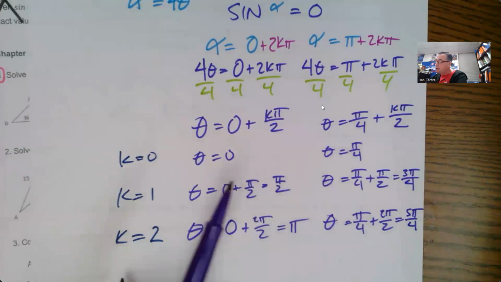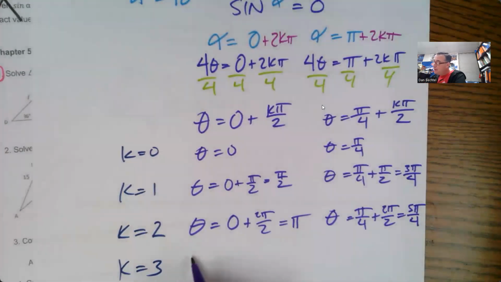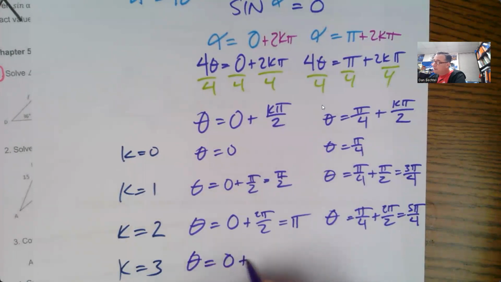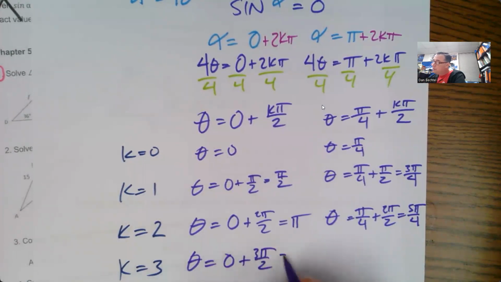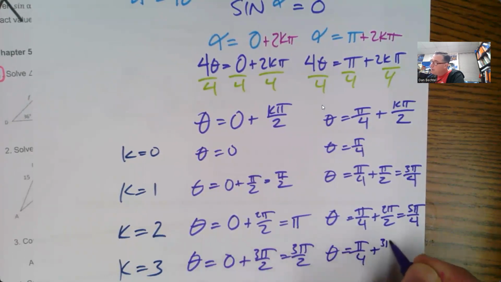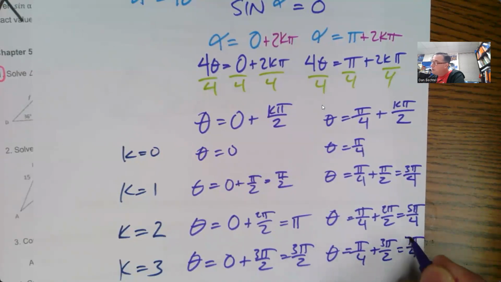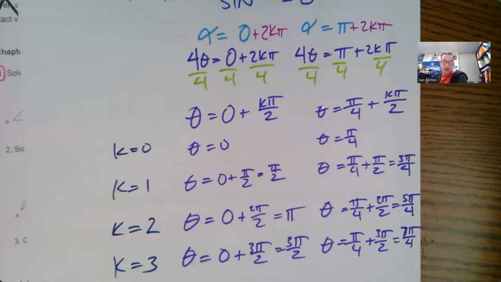Now we're going to do k equals 3. Theta equals 0 plus 3 pi over 2. That's going to give me 3 pi over 2. Theta is going to equal pi over 4 plus 3 pi over 2. Okay, so this is 6 pi over 4 plus 1 pi over 4, which is 7 pi over 4. All of these are still within the rotation.